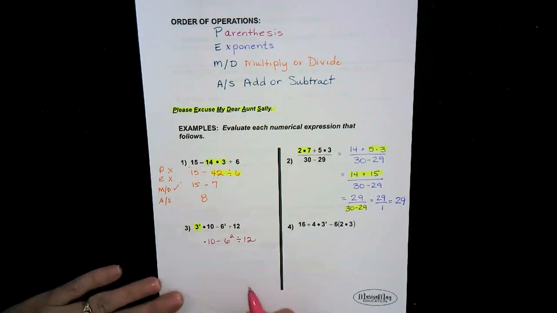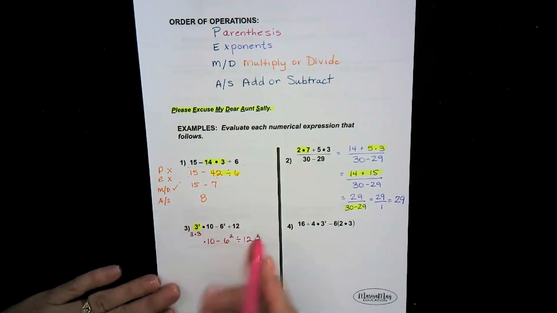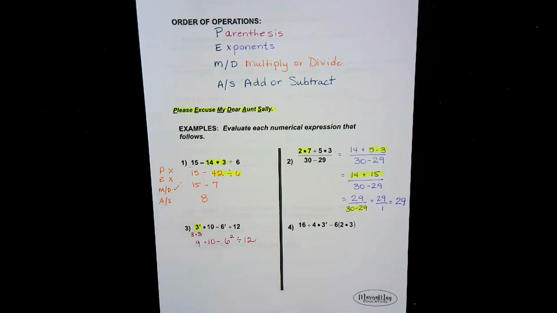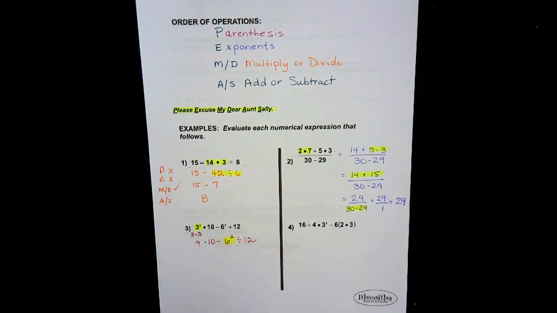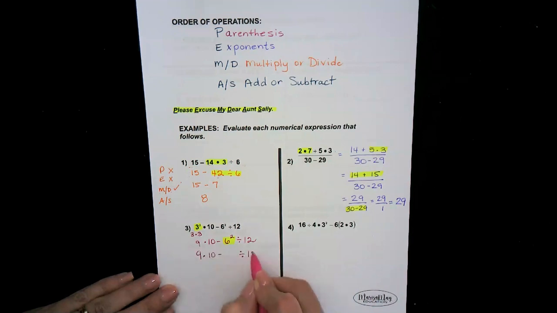3 to the second. Now remember that means that we write the 3 2 times and we multiply. Okay. 3 to the second does not mean 3 times 2. It means 3 times 3. And so 3 times 3 is 9. Okay. Still not finished with the exponent step. So I'm going to highlight the next exponent we need to take care of. Rewriting the rest of the problem.